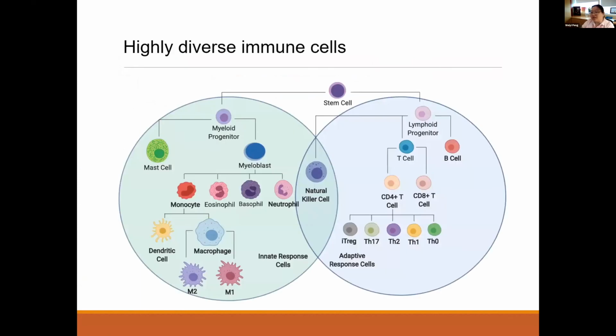The unique thing about immune-related studies is that we are dealing with a very complex immune system, which consists of highly diverse immune cells. As shown in the slides, all the immune cells are derived from stem cells. The myeloid progenitor cells eventually differentiate into the immune cells that contribute to the innate immune response, and the lymphoid progenitor cells eventually differentiate and develop into the immune cells that contribute to the adaptive immune response.